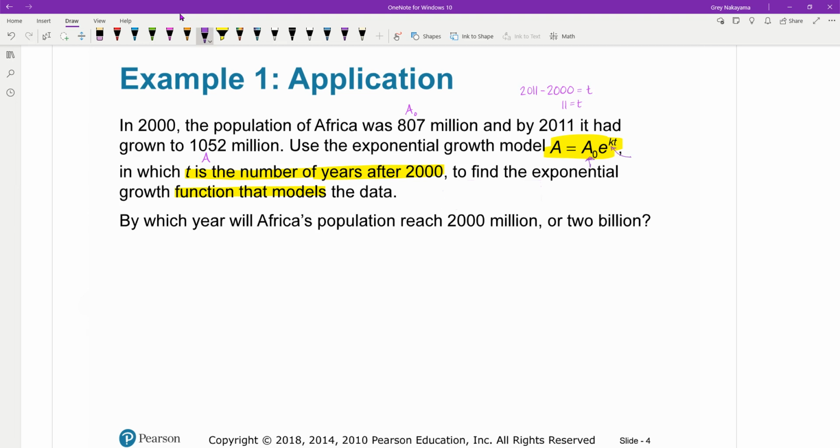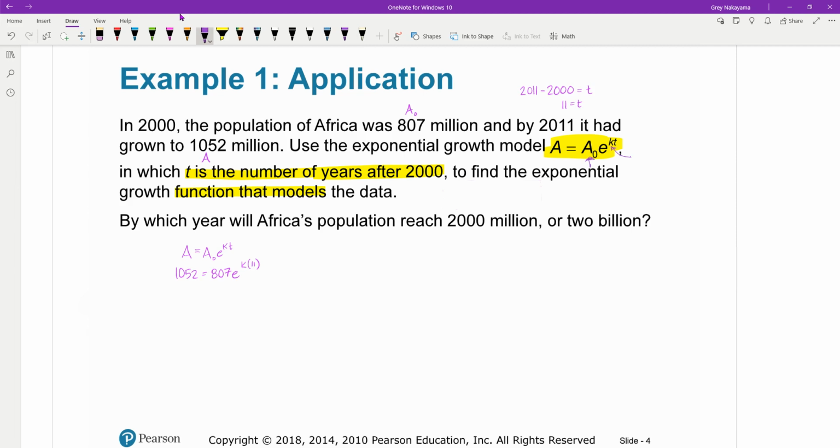So I'm going to start with that model. A equals a sub 0 e to the kt, and then I'm going to plug in the numbers I know. That means my final amount was 1,052. My initial was 807, in millions, y'all. So the millions, I just got to know to put that back in the answer if I'm asked the population. 807, then e to the kt, and t we determined was 11.